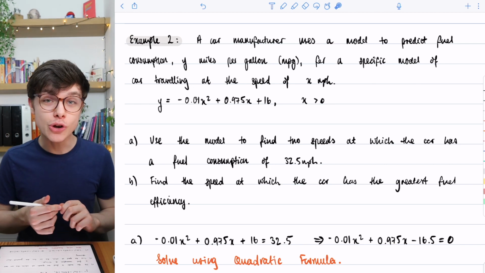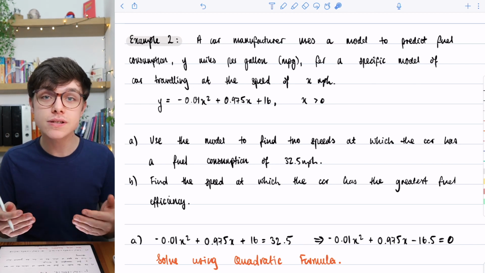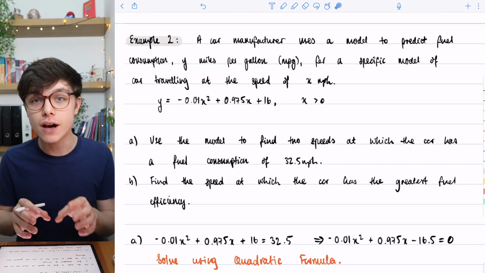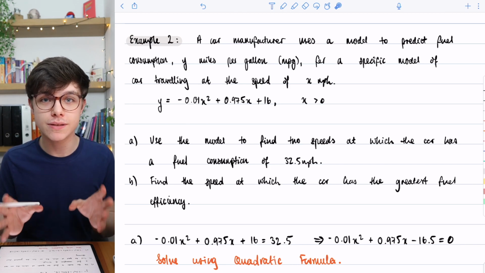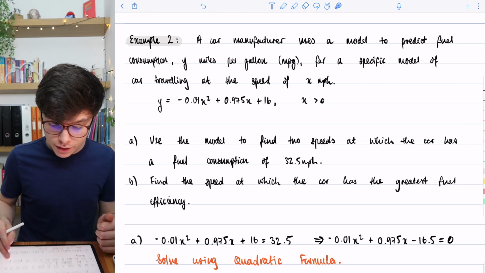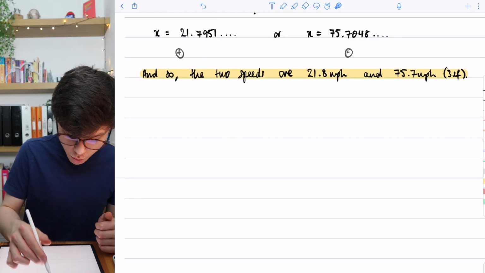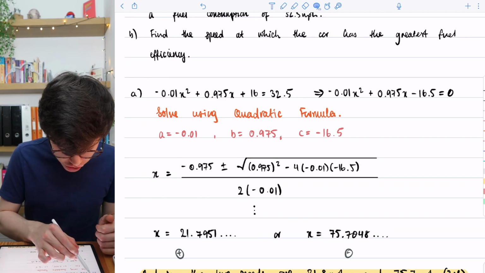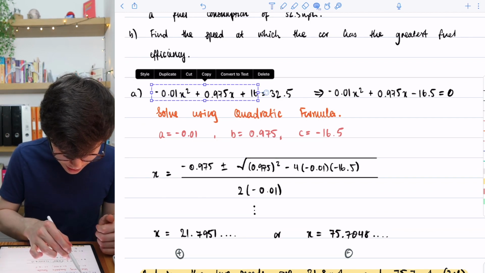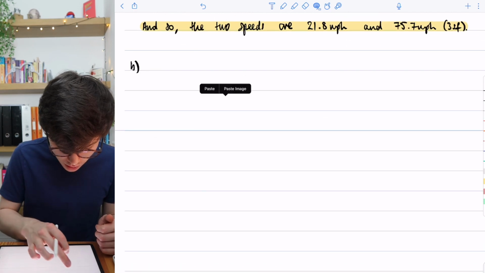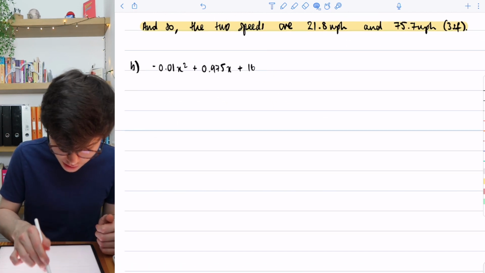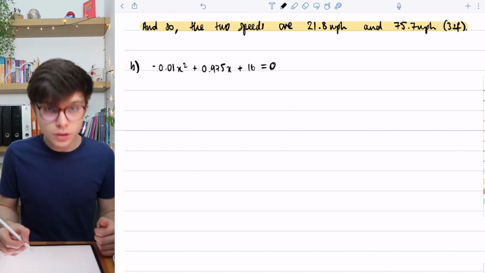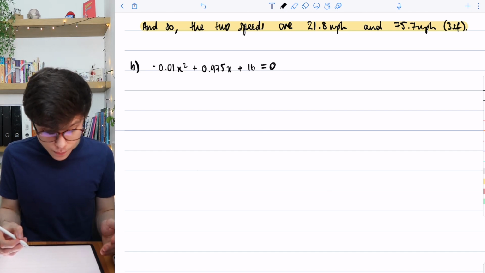And so what I need to do is complete the square, just like in the other example. Apart from here, we weren't told we need to complete the square, so we need to imply that from the question. So I'll write part B, take my quadratic there, copy that and paste it down here. That is going to be equal to 0. And then I'm going to complete the square on that.